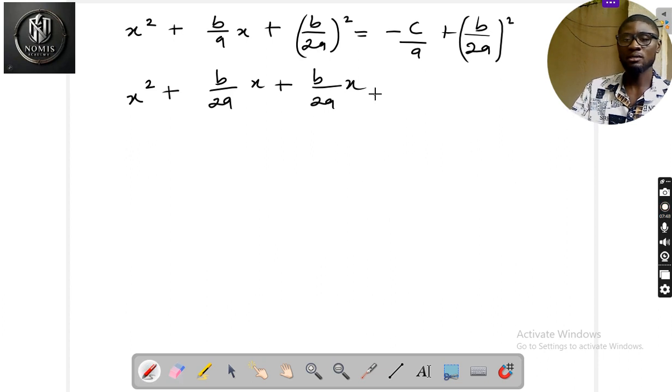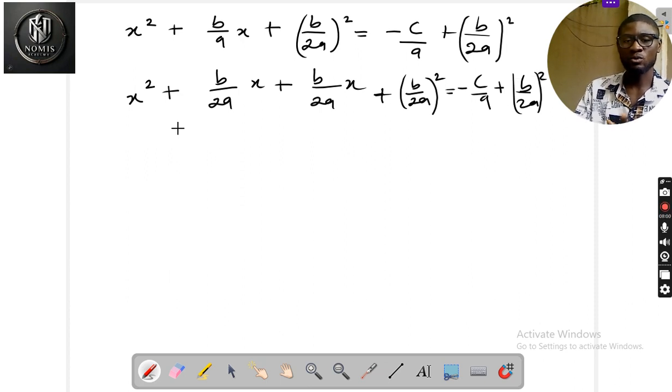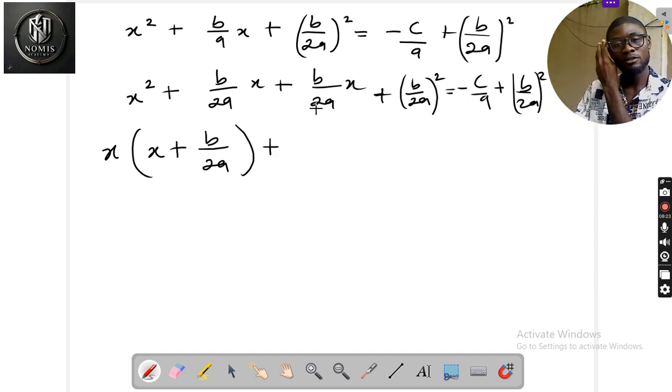So now that we have that part, we come to this side, say okay, plus b all over 2a all squared equal to minus c all over a plus b all over 2a all squared. Now that we have this, we can factorize it, because we now have b all over 2a x plus b all over 2a x. So we have x in common, so we can factorize x out: x plus b all over 2a, right? Now I can say plus, what do I have here in common? I have b all over 2a in common.